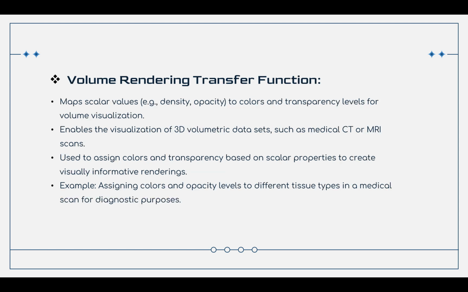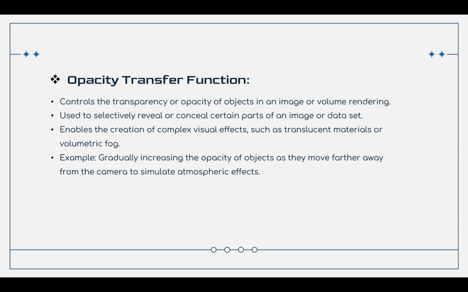The next is volume rendering transfer function. It maps scalar values like density or opacity to colors and transparency levels for volume visualization. It enables the visualization of 3D volumetric datasets such as medical CT or MRI scans. It is used to assign colors and transparency based on scalar properties to create visually informative renderings. Example of this transfer function is assigning colors and opacity levels to different tissue types in a medical scan for diagnostic purposes.